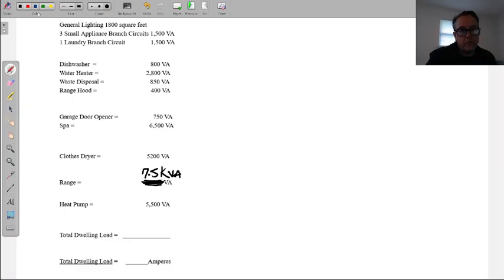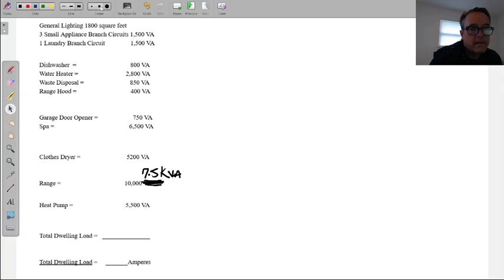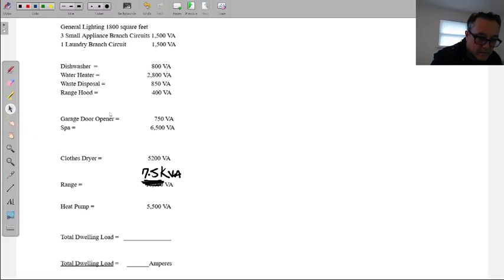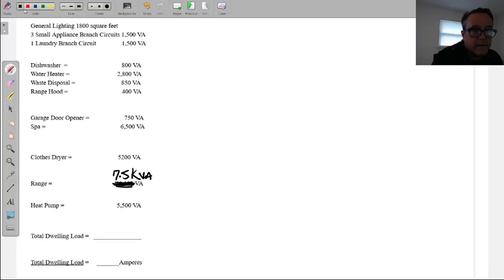All right, so let's do this one together. Let's start with our square footage. We'll do all the math together. We're going to start with the square footage of 1,800 times 3 VA per square foot. I'm going to move that over a little bit just to have space. Let me move everybody just slightly over. There we go. Now everybody goes together.